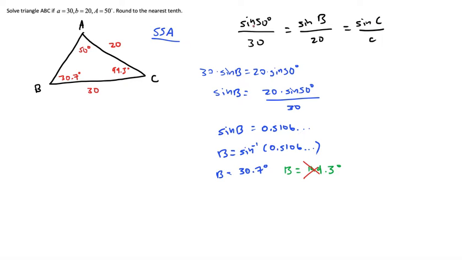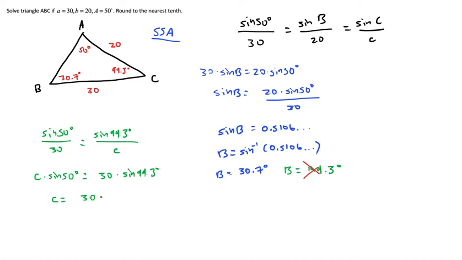So then you set up another proportion and solve for side c. So sine of 50 over 30 is equal to the sine of 99.3, because we just found that out, divided by c. So we can once again cross multiply this to find the length of side c. So c times the sine of 50 is equal to 30 times the sine of 99.3, and I'll divide that out. So c, whatever that is, is 30 times the sine of 99.3 degrees, all divided by the sine of 50 degrees.